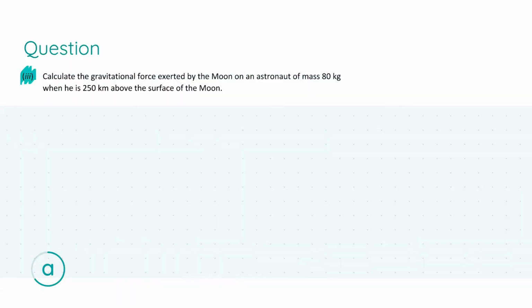In part 3, we were asked to calculate the gravitational force exerted by the moon on an astronaut of mass 80 kilograms when he is 250 kilometers above the surface of the moon. So this is a very straightforward question, using information that I was just saying earlier was given to us at the start of the question. And we're going to be using the gravitational force formula, which we talked about in part 1. But if you can't remember it, we'll review it again from the log tables.